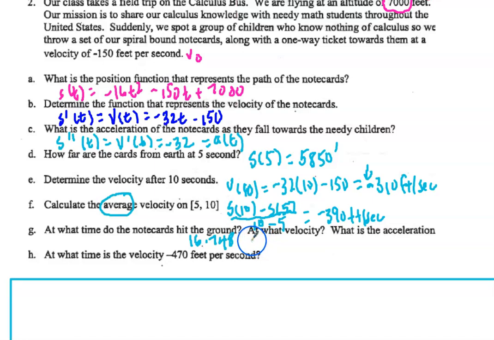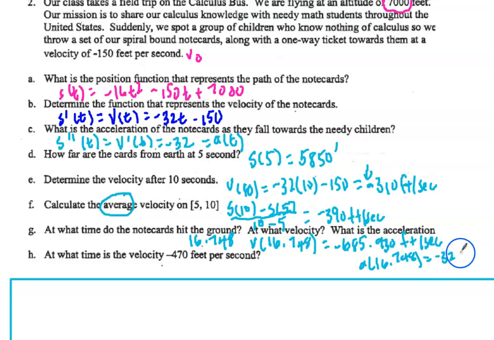16.748. And then on my calculator, I would substitute that time into the velocity function. You should get, if I calculated it correctly, negative 685.930 feet per second, whoa, that's fast. And since the acceleration is constant at negative 32 feet per second, the acceleration is going to be just that, negative 32 feet per second squared.